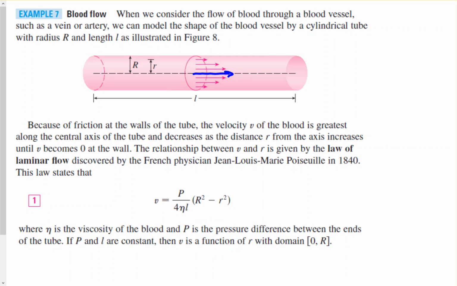Okay, the relationship between v and r is given by the law of laminar flow, discovered by the French physician Jean-Louis Marie Poiseuille in 1840, and this is the formula he came up with. P is the pressure difference between the ends of the tube. Eta, the Greek letter eta, is the viscosity of the blood. And then we have L, our constants.